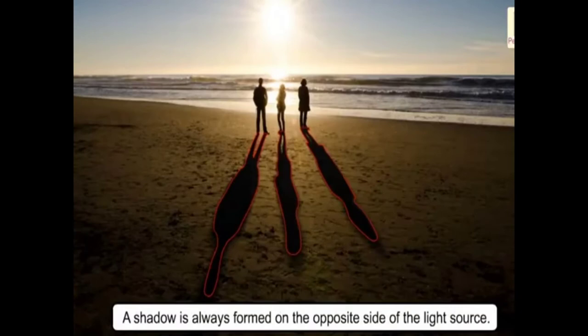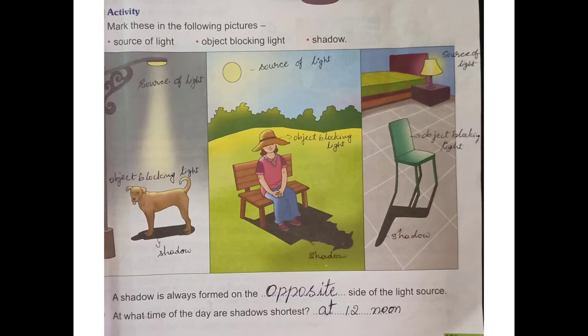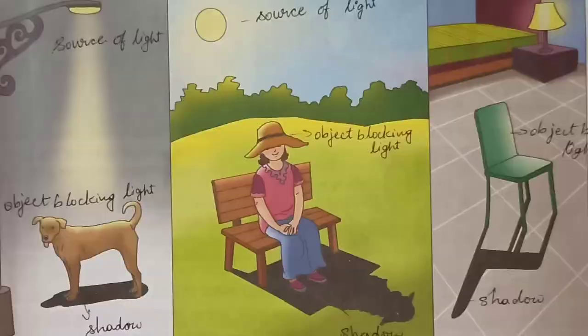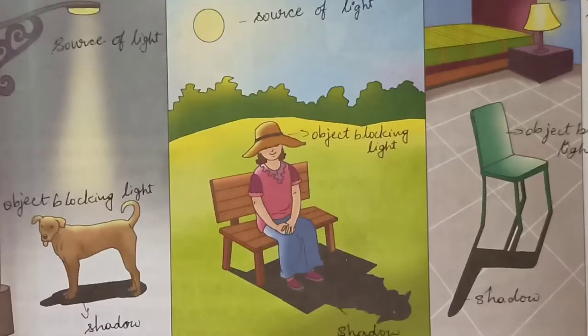A shadow is always formed on the opposite side of the light source. Observe in this picture, children. There is an activity in your textbook. Mark these in the following pictures. The source of light is the street light. That is the source of light.